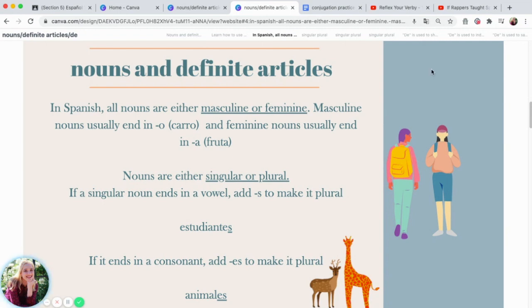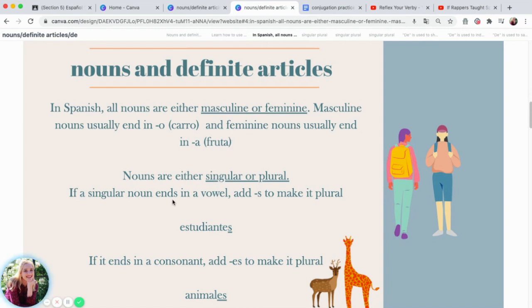So when we are trying to figure out the gender of a word, most of the time, masculine words are going to end in O. So for example, carro, el carro, the car. This is going to be masculine. Or fruit, okay, la fruta, that's going to be feminine. So we use el when it's masculine and la when it's feminine.